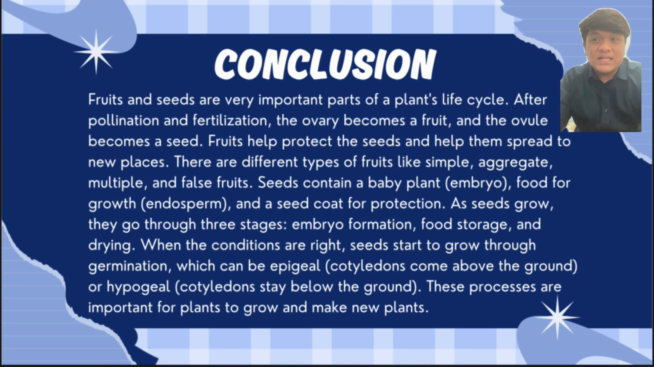In summary, fruits and seeds are essential for the plant's reproductive cycle. Fruits develop from the ovary, protect seeds, and aid in their dispersal. Seeds contain everything a new plant needs: an embryo, stored food, and a protective coat. Seed development follows a precise path: embryo formation, food storage, and drying. When ready, seeds germinate, either epigeally or hypogeally, starting a new life cycle. Without this process, plants would not be able to reproduce, spread, or adapt to new environments. That's why understanding fruit and seed development is crucial not just for agriculture but also for conservation and biodiversity.